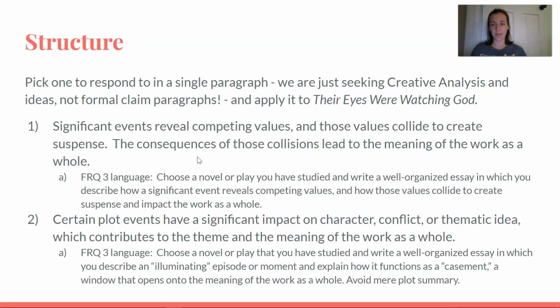There is a slight difference in what it is you're expected to be doing, but I'm only asking you for a paragraph, so they might feel very, very similar. A single paragraph where you try to just figure out what would you say if that were FRQ3. In one paragraph, what would be your big idea that you would focus on? That is the creative analysis around structure for this week.